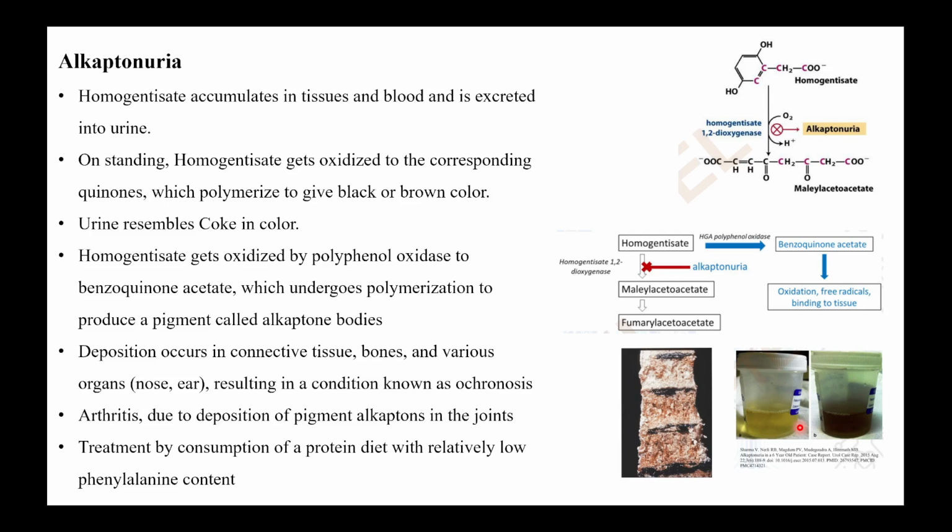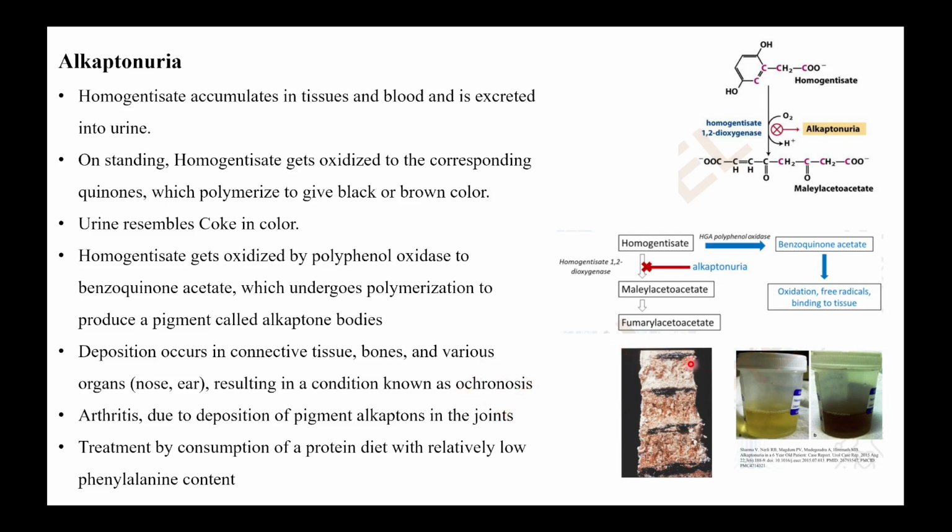But inside the body also, homogentisate is oxidized by polyphenol oxidase to form benzoquinone acetate, and this benzoquinone acetate can undergo polymerization to form a pigment called alkaptone bodies, and these alkaptone bodies can deposit in the connective tissues, bones, various organs, resulting in a condition called ochronosis.